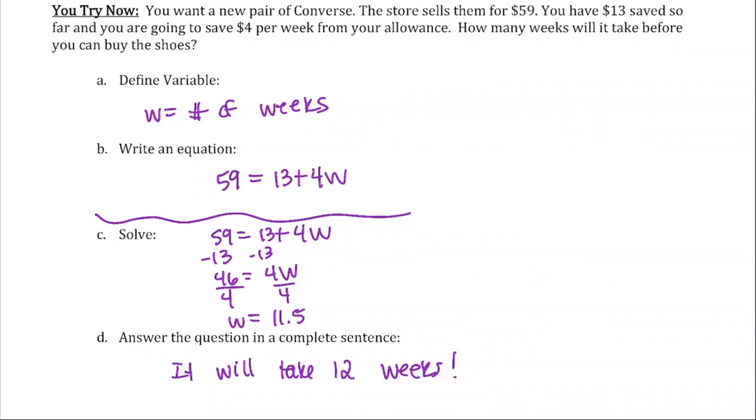Now, again, when you guys are writing your variable or defining it, it doesn't really matter what variable you picked. I chose W because in the question, it says how many weeks will it take before you can buy the shoes? So you need something to represent the number of weeks. So I chose W. To write our equation, it says that the store sells Converse for $59. You have $13 saved so far, and you're going to save $4 per week. So that's where this part of the equation is, and it's equaling whatever the cost of the Converse is.